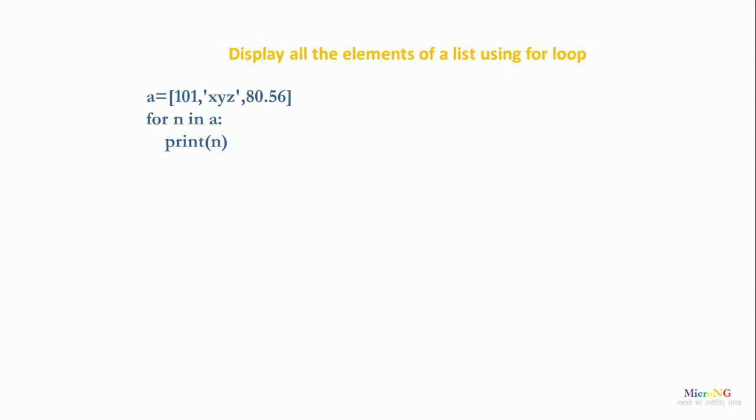In the next iteration, the loop variable n will take the second value, which is xyz, and in the third iteration n will be assigned the third value from the sequence, which is 80.56, a floating point number. So during the execution of this program, each individual element of the list will be displayed because of the print statement.